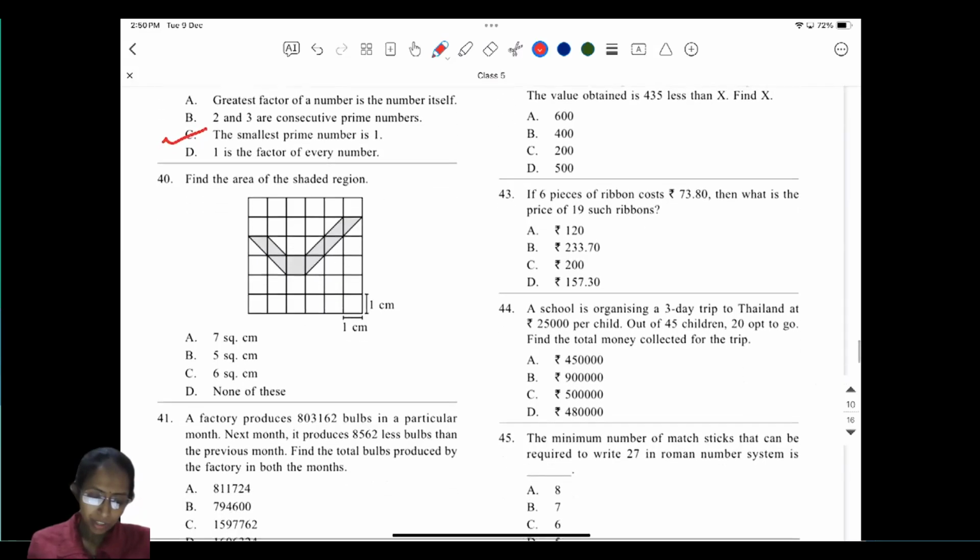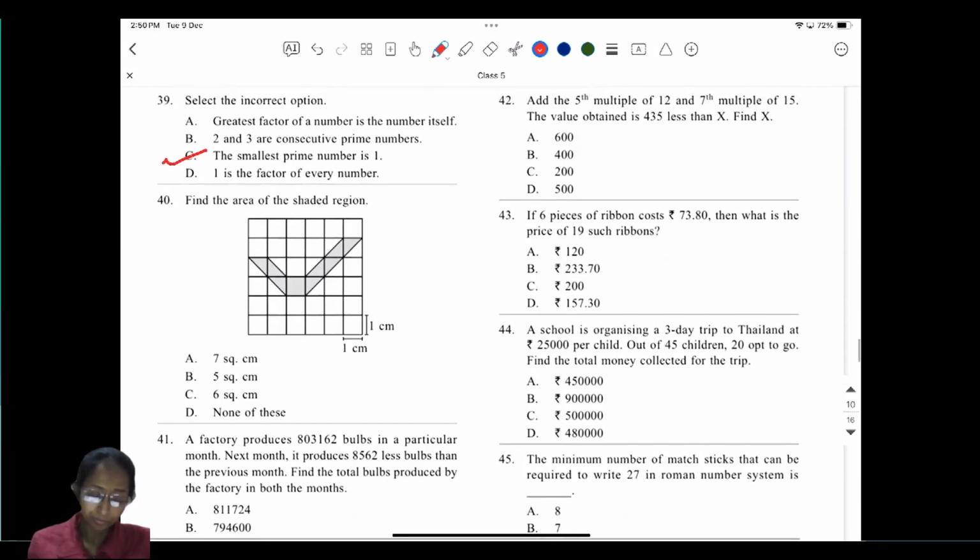Now the next one, find the area of the shaded region. So what we can do is, we can see this is a half of a square, which is 1 by 1. So half, half, half. Then half, half, half, half, half. So these halves are coming to be 8 times. So 8 by 2, that means 4, and 1 more square. So the area is 5.